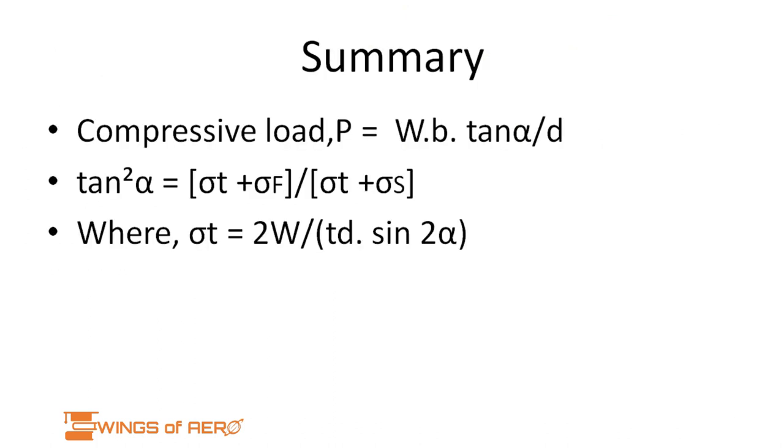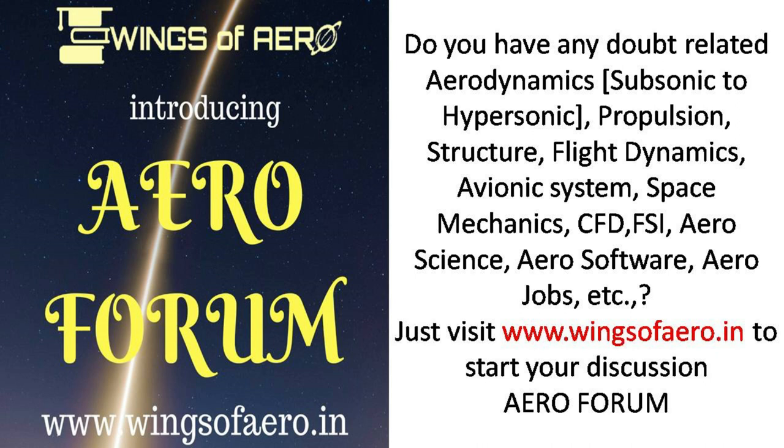The major summary of this: the compressive load P equals WB tan alpha by D, and to find the diagonal angle of the diagonal tension field, tan square alpha equals sigma t plus sigma f by sigma t plus sigma s, where sigma t equals 2W by td into sine 2 alpha.